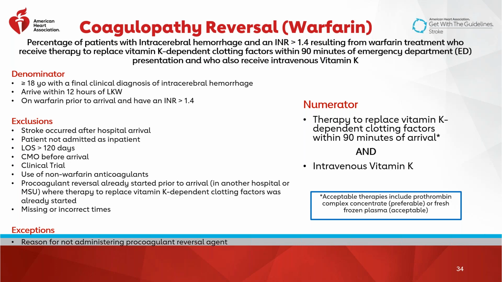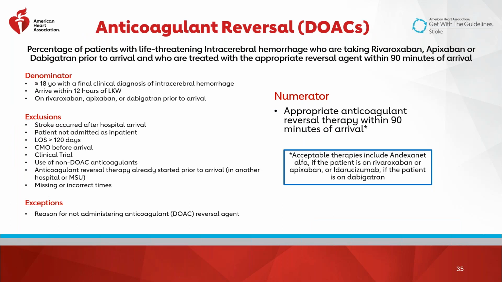And there's standard exclusions for patients that receive that procoagulant reversal at a previous hospital, length of stay, again, greater than 120 days. And the denominator is the same: 18 and older with ICH, arrival within 12 hours of last known well, and warfarin, or INR greater than 1.4. This metric also excludes patients that have a non-warfarin anticoagulant on arrival. It's very similar to the next measure, the DOAC measure. This would exclude patients that use a non-DOAC anticoagulant, so it includes just the pure DOAC patients.